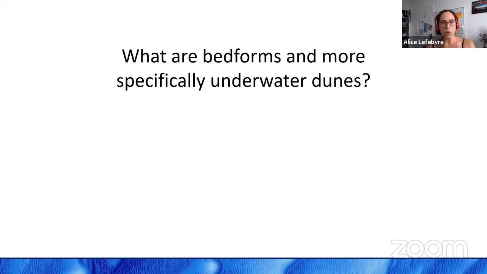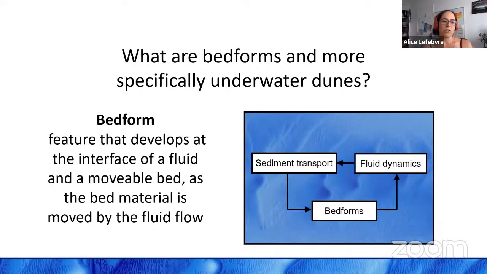Okay, so what are bedforms, and more specifically, underwater dunes? Bedforms are features that develop at the interface of a fluid and a movable bed as the bed material is moved by the fluid flow. So they're very much in the middle of this geomorphological loop. You have fluid dynamics, so water which is moving and which is putting the sediment in movement and transporting the sediment. And if the conditions are right, bedforms are formed. And what's important is that then the bedforms are going to influence the hydrodynamics very, very much. So it is very much a cycle.